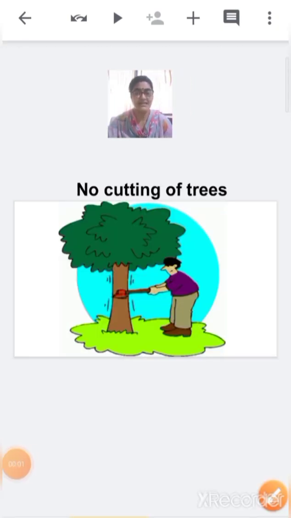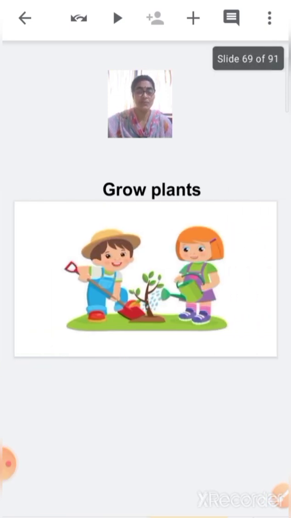Children, plants are very important for us. We should not cut the trees. We should take proper care of plants and trees and save the environment by growing more trees. So children, we have learned about plants: what are the different types of plants, parts of plants, and what are the uses of plants. Right children? Now let's have a quick recap session.